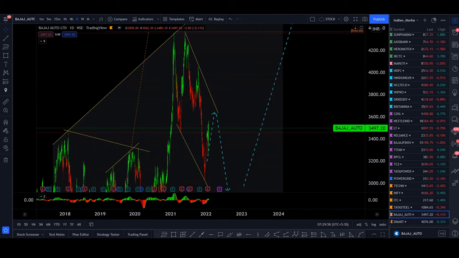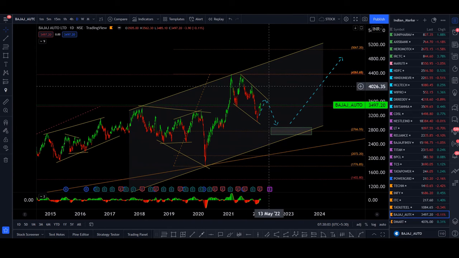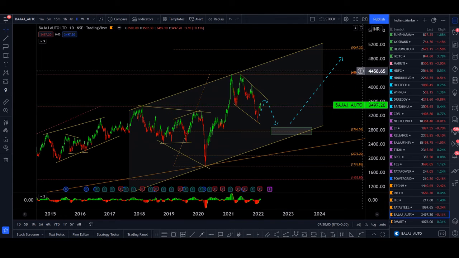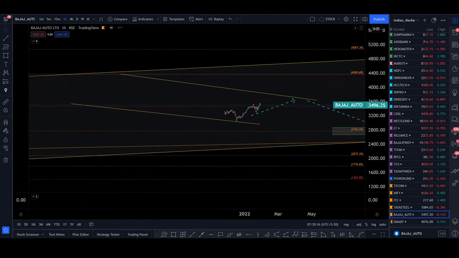So Bajaj Auto, same thing. It is also sideways, and I don't see an uptrend yet, and I'm expecting one more leg down before it starts its uptrend. I think it also takes more time, so we'll see how the trade develops, and we'll continue looking into it.